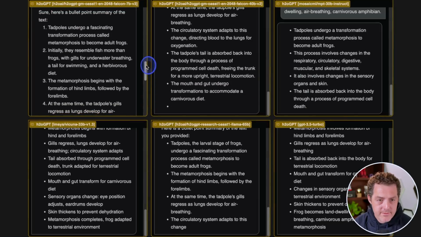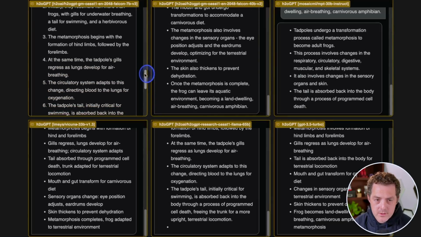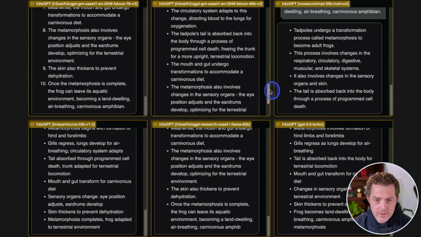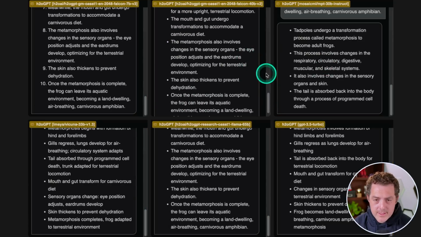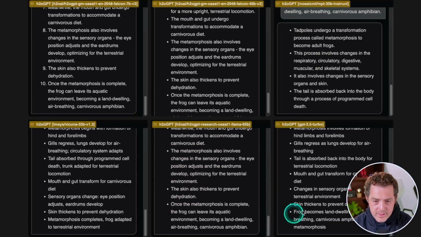All right, Falcon 7B, "tadpoles undergo fascinating transformation," because, yeah, this all looks great. So Falcon 7B, that's a definite pass. Falcon 40B, yep, same thing. Great, great summary. MPT 30B instruct is back actually, so let's try that now. Yeah, it's a bit short, but I'd say that's fine. Vicuna 33B, yep, that's fine too. LLaMA 65B, this looks great. And GPT 3.5 Turbo looks great. Actually, they all passed, which I'm quite surprised at.